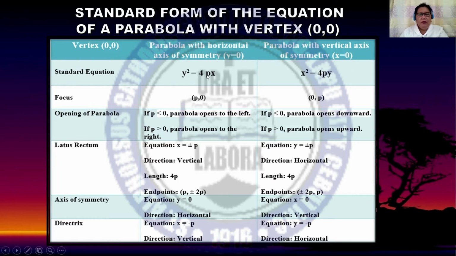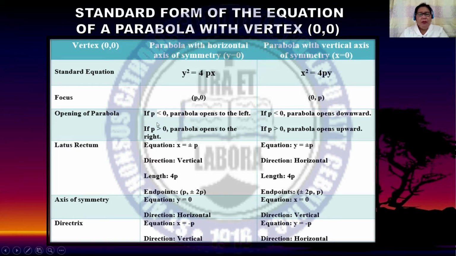For the focus of this equation, we have the coordinates (p, 0). We let the distance from the vertex to the focus be represented by p. And the coordinates of the focus for this equation, we have (0, p).